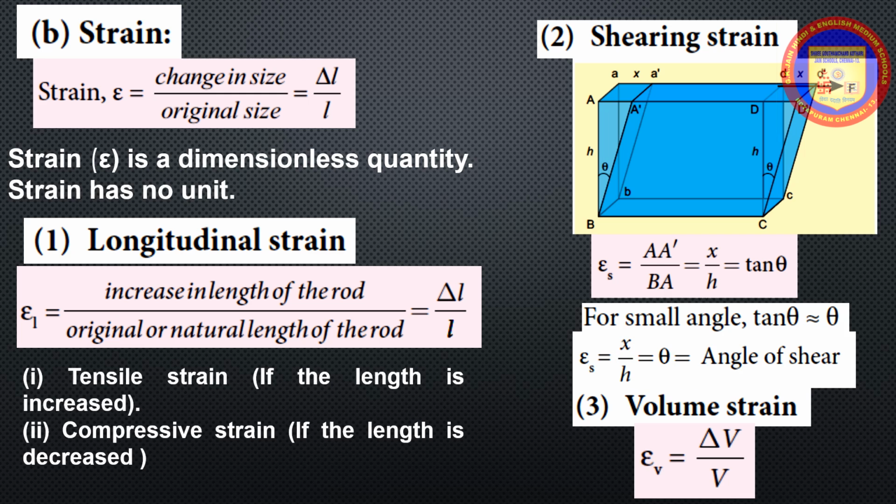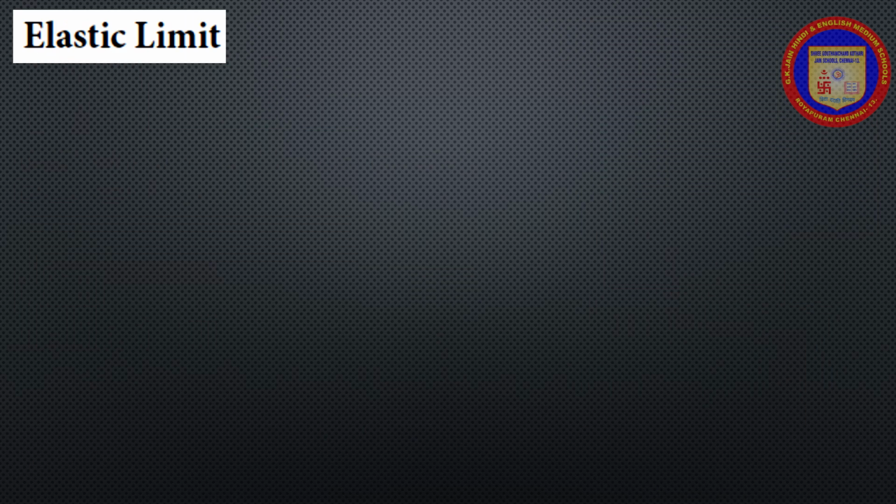Next is volume strain. Now the body is subjected to a volume stress, so automatically the volume will change. If V is the original volume of the body before stress and delta V is the change in volume due to stress, then volume strain can be measured as epsilon V is equal to delta V divided by V.